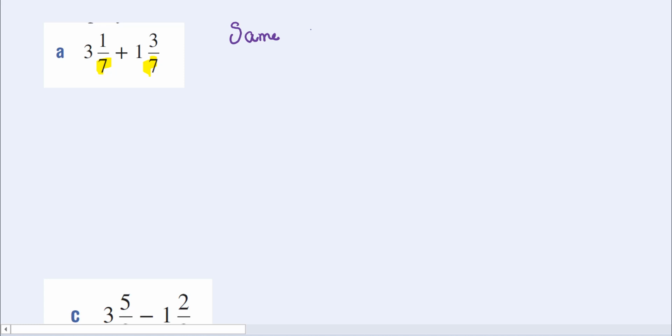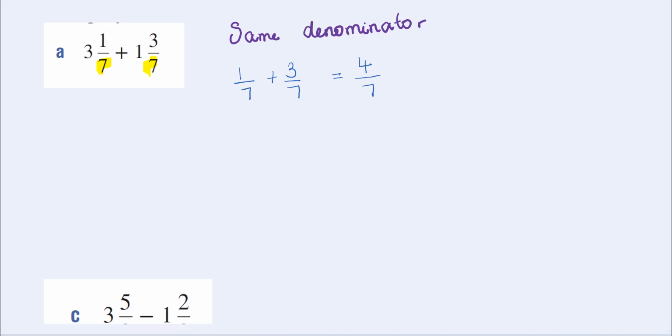Now the first step is you need to have a look at the bottom number, which is your denominator. In this case, you can see that the bottom number is the same. You've got 1 over 7, so the 7 is my denominator. And in the second fraction, you've got 3 over 7. So both of those numbers are the same. So if your denominators are the same, you can just go ahead and carry out your addition or subtraction. So I'm going to get 1 over 7 plus 3 over 7, which gives me 4 over 7.